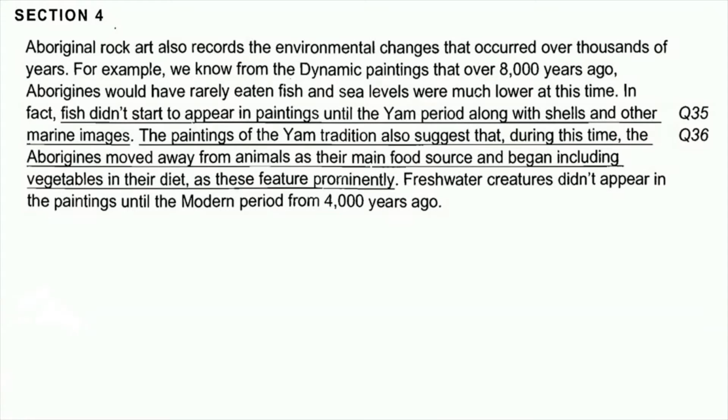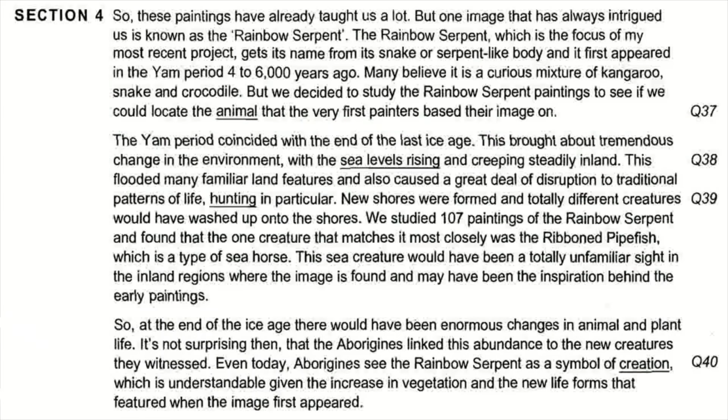The paintings of the yam tradition also suggest that during this time, the Aborigines moved away from animals as their main food source and began including vegetables in their diet, as these feature prominently. Freshwater creatures didn't appear in the paintings until the modern period from 4,000 years ago. So these paintings have already taught us a lot.